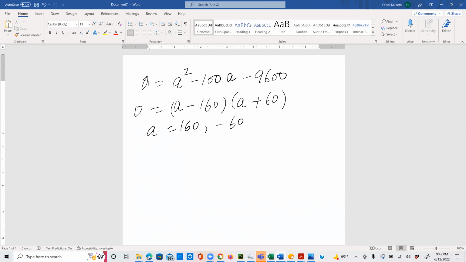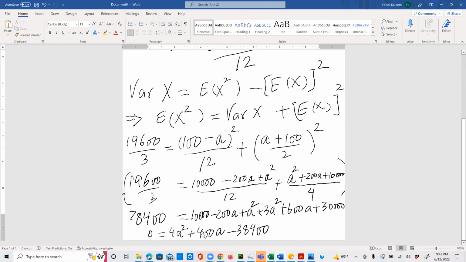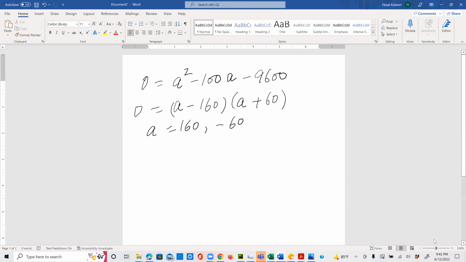I think you have to reverse the sign. Let's make sure we got it correct here. Oh, I copied the signs wrong. The a term was positive and this one was negative, so I had them backwards. I wrote the correct factors for what I wrote, but I wrote it wrong. So you're right. This would be plus 160 and negative 60. So A comes out to be negative 160 or 60. Negative 160 is out. So now we have A equal to 60.